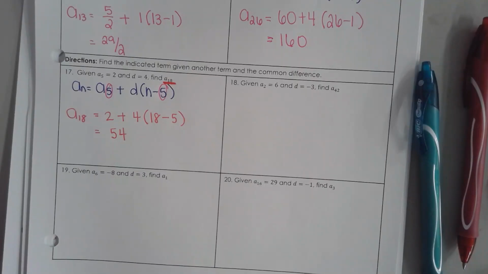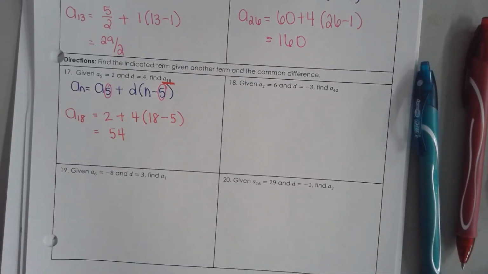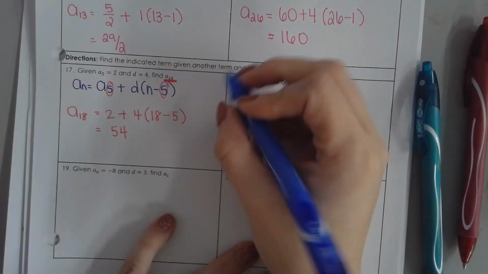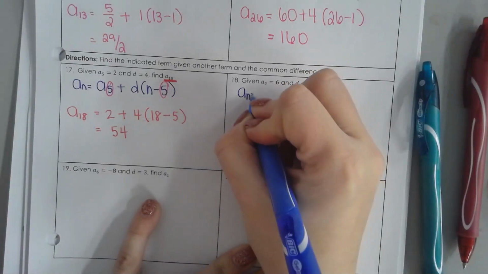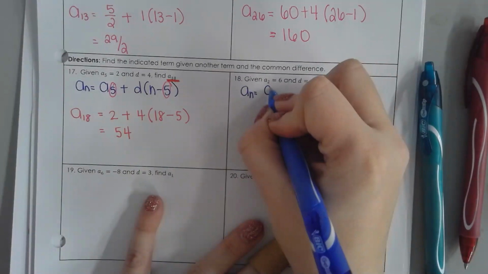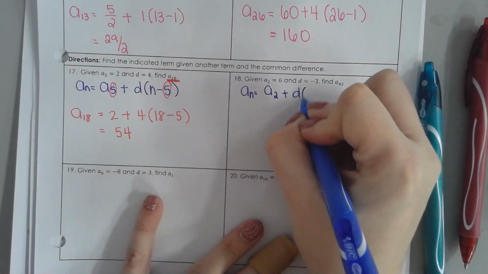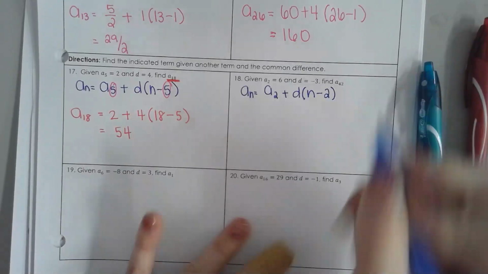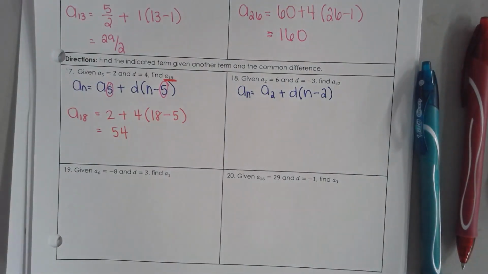Given A2 equals 6, common difference is -3. We're finding the 42nd term. So I don't have A1, so I'm going to change the formula a little bit. What am I given? A2. So we've got to make sure we do n minus 2 in the parentheses. If we change it to A2, we've got to change it to n minus 2.